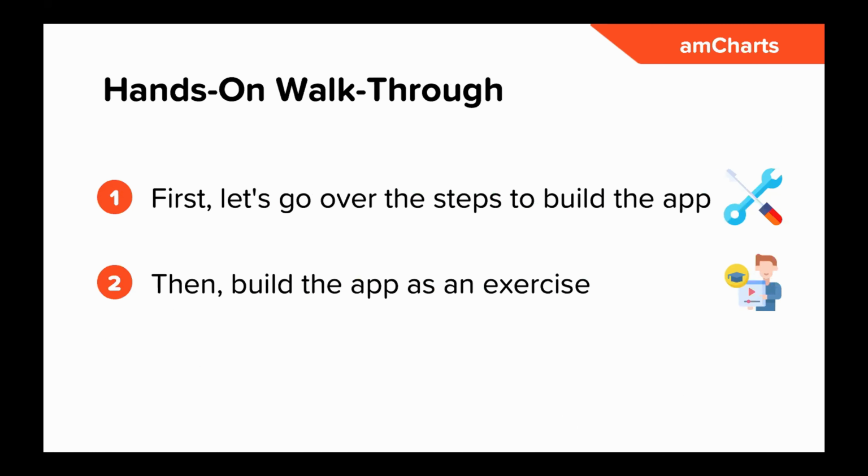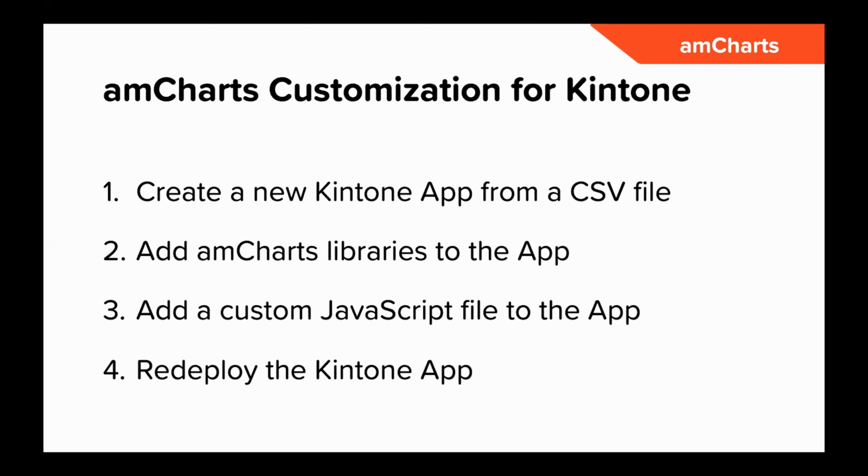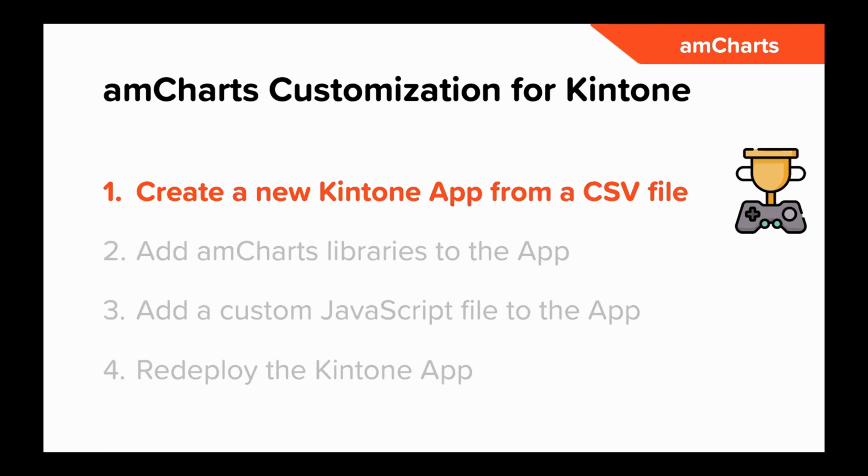We're going to do this just like last time. I'm going to go over these steps, and then I'll turn it over to you to take action, and then we will regroup. The first thing we're going to do is create a new Kintone app from the CSV file. Then we're going to add the amCharts libraries. We're going to add a custom JS file that is our chart instance, and then we will redeploy the Kintone app. Let's get started.